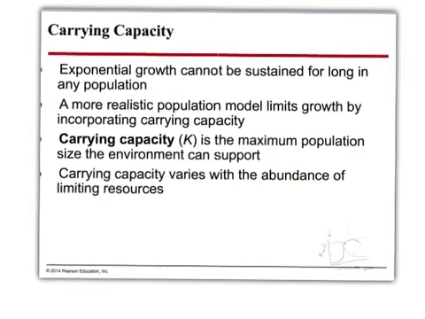So what that does then, it sets a limit for that ecosystem. And that limit is called the carrying capacity. How many individuals can that ecosystem or environment carry? Right? How many can be supported by the environment? And this is dependent upon limiting resources. Whatever resources are limiting the population.